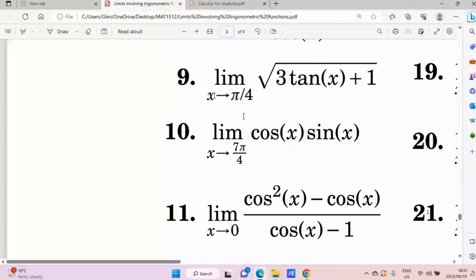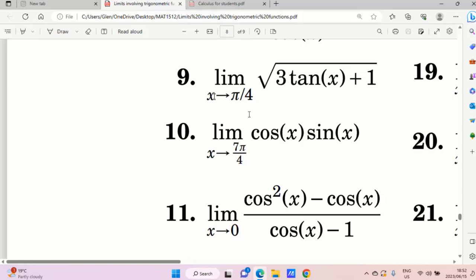In the numerator, you will just have cos x outside the bracket. Inside the bracket, you will have cos x minus 1. Cos x minus 1 will cancel with the cos x minus 1 below. Then you'll be left with cos of x. Now, when you put the 0 there, the cos of 0 is 1. 1.